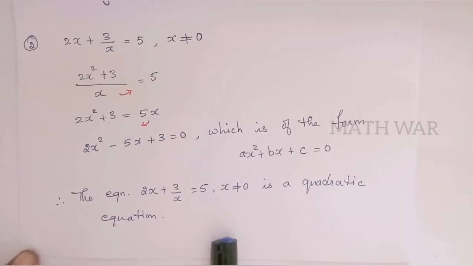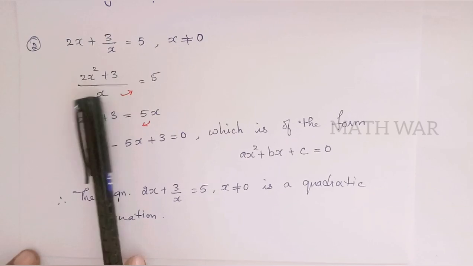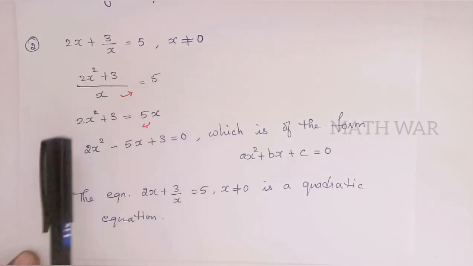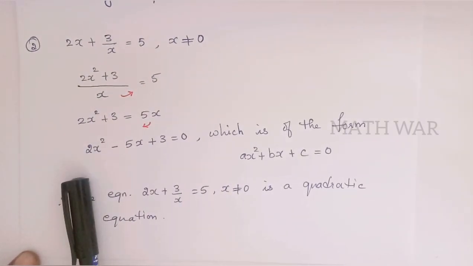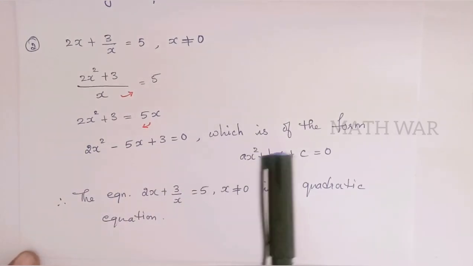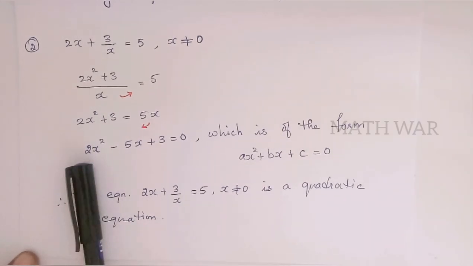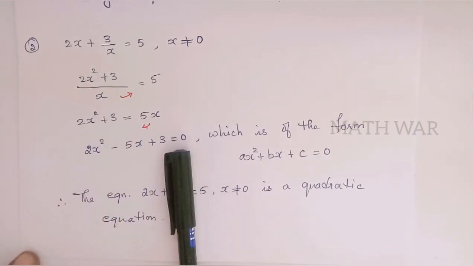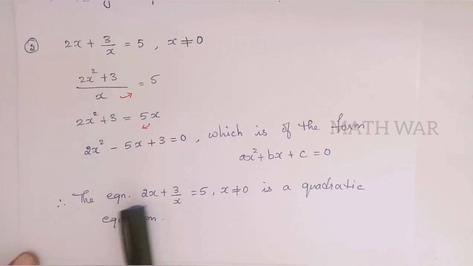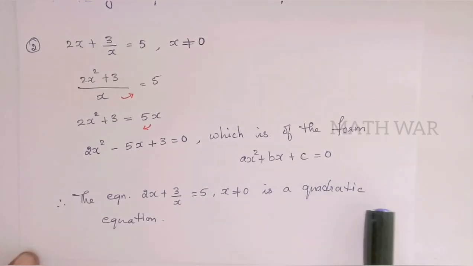Again, next sum: 2x + 3/x = 5, where x ≠ 0. Take the LCM, take that x to that side, take this 5x to the left hand side. Finally, we got the equation as 2x² − 5x + 3 = 0, which is of the form ax² + bx + c = 0. Here a is 2, b is −5 and c is 3. Therefore, the equation 2x + 3/x = 5, where x ≠ 0, is a quadratic equation.